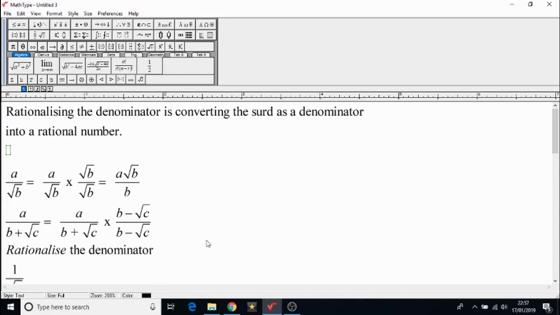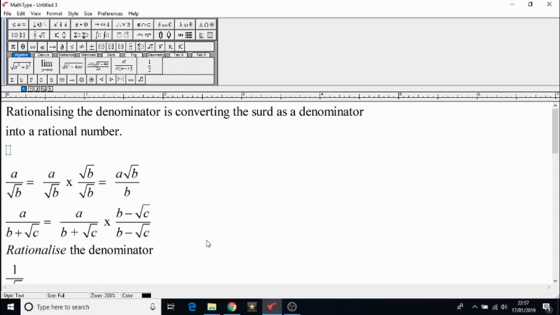Hello there, and I'm going to teach you how to rationalize the denominator. Rationalizing the denominator is where you have a surd as a denominator, and you need to convert that surd into a rational number.